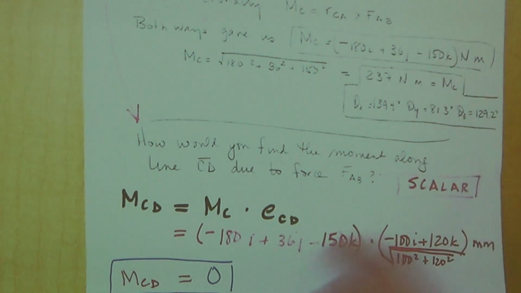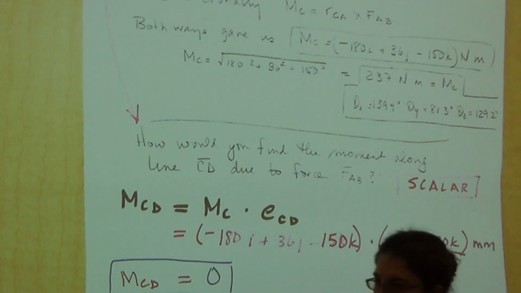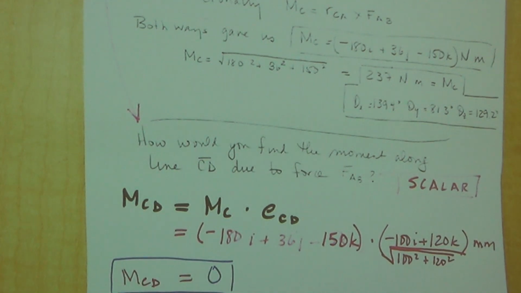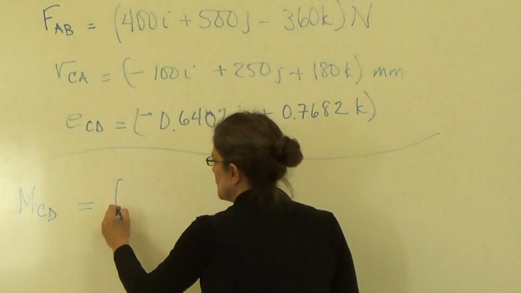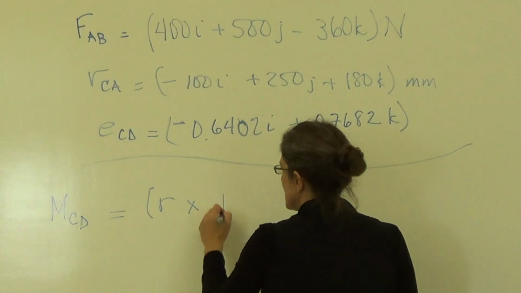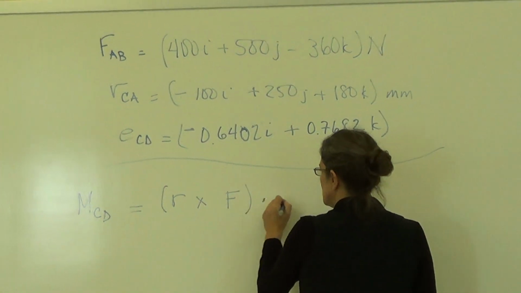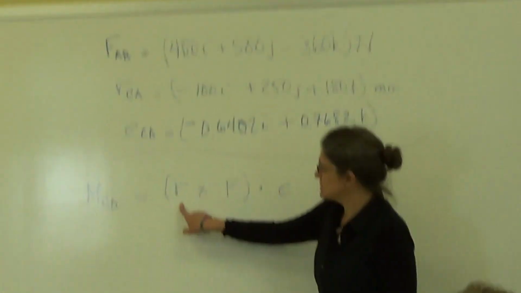Okay. So, and you guys had asked me about determinants before. That's why I wrote this. This was for the next step. If I want to find the moment about a line, I know that it's R cross F dotted with the unit vector. Give me the subscripts.